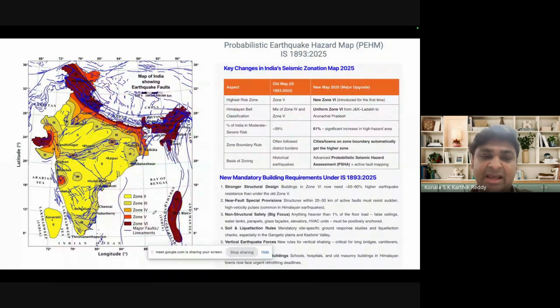One thing is they have upgraded the zones. Previously the zones were only 5. Now they have included one more zone. The inclusion of one more zone is like they are slightly trying to increase the amount of acceleration, I mean ground acceleration coming onto that particular place.